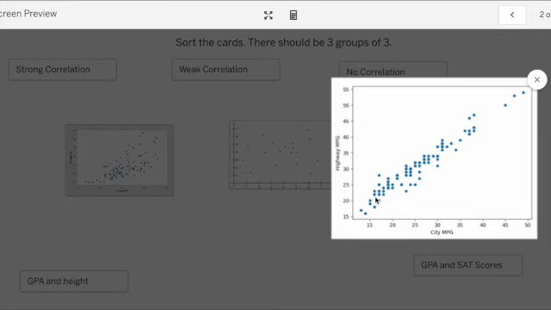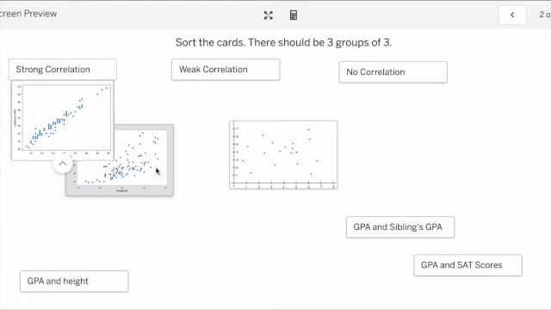This is the graph that has the strong correlation. You can see that of the three, this one, the points really very closely line up on a line. There's a very strong correlation between the points on this scatter plot and a line that we could draw through it. So this would have a strong correlation.